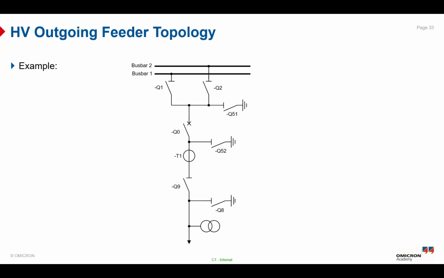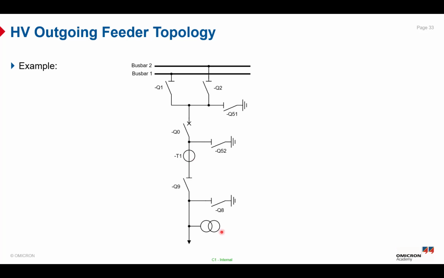Now we will talk about the outgoing feeder topology in the high voltage system. So you can see the structure of an example of a high voltage feeder with a double busbar shown on our screen. We have Q0 representing the circuit breaker, as we said, Q1 the busbar isolator for busbar 1, Q2 the busbar isolator for busbar 2. We have also T1 representing the current transformer.